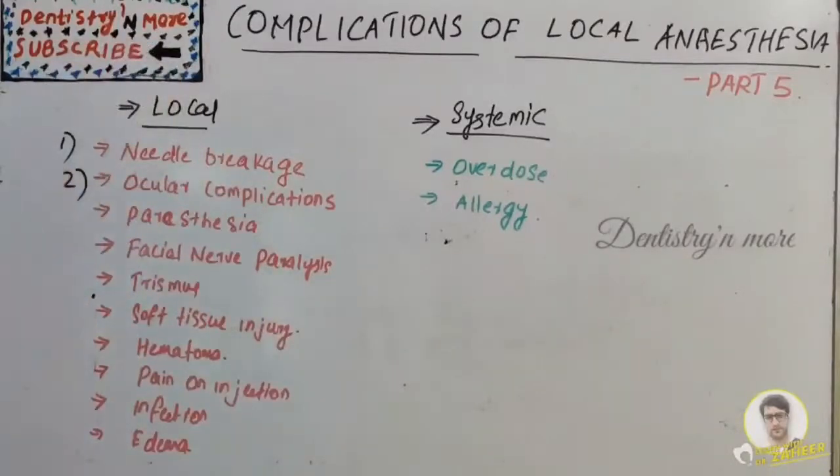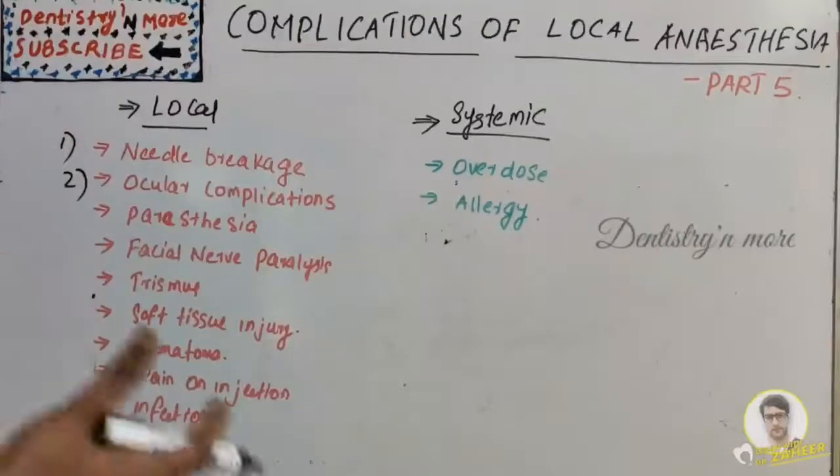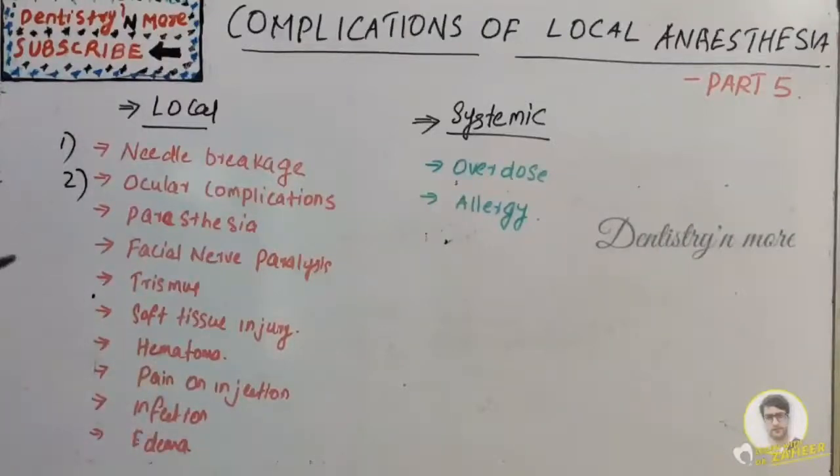So if any complication is there, we can treat it by telling the patient that this is a transient, a temporary problem, and cover the affected eye with gauze dressing and refer the patient to an ophthalmologist, and we need to keep a regular follow-up. The third one is paresthesia.